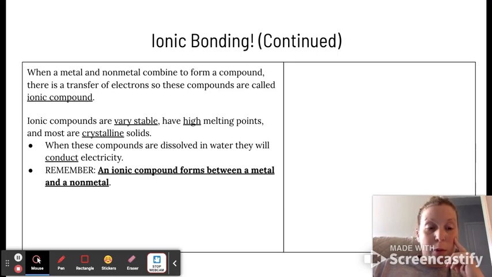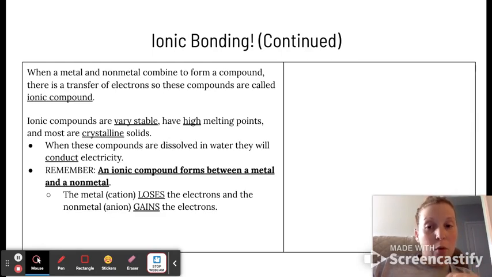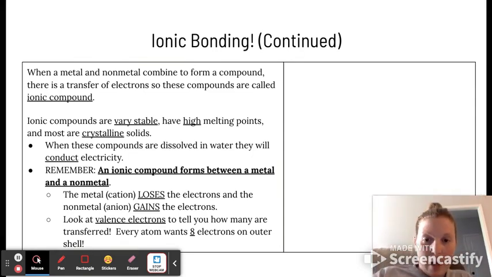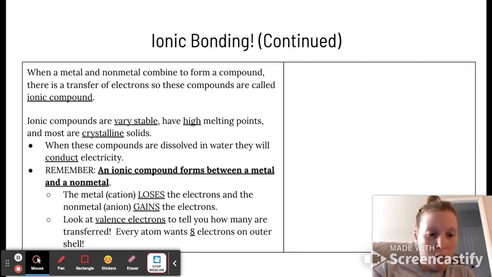Remember that an ionic compound forms between a metal and a nonmetal, or a cation and an anion. Your cation, which will be your metal, loses electrons, whereas your nonmetal gains electrons, forming that anion. And then we look at our valence electrons here to see how many electrons are actually transferred. Every atom wants 8 electrons on their outer shell, so that's our octet rule. So we're going to gain or lose to get to 8. If you lose, it's because you want to lose that outer shell and go down to an inner shell that has 8. If you gain, it's because you want to fill up that outer shell.